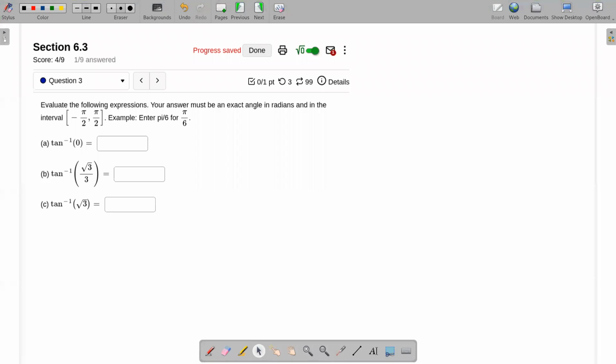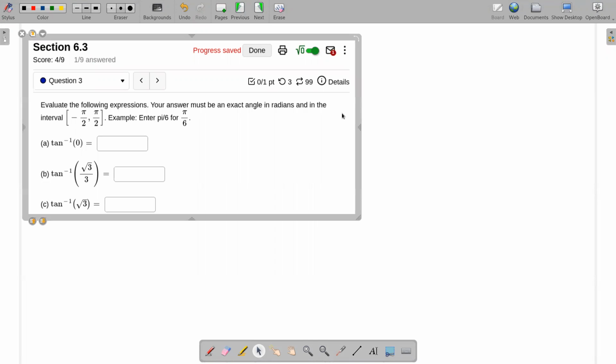So homework 6.3, number 3, we're asked to evaluate the inverse tangent, and the answer should be in radians and in the interval -pi/2 to pi/2. Now that's a good interval because that's the natural range of the arctangent, which is what we have here. And we're going to end up with pi's involved there.